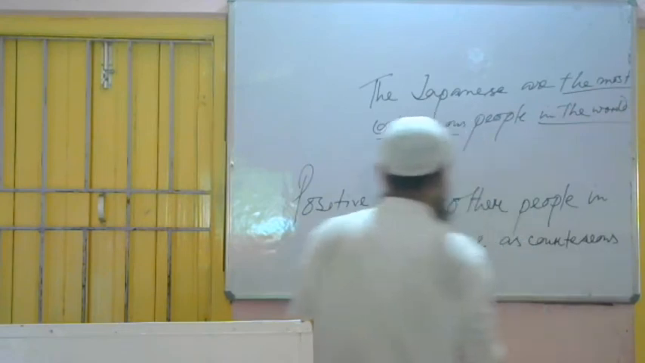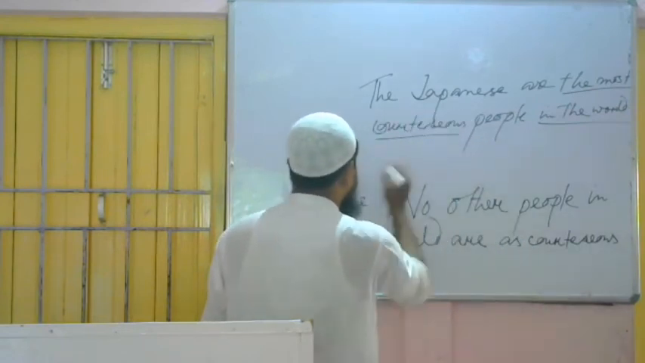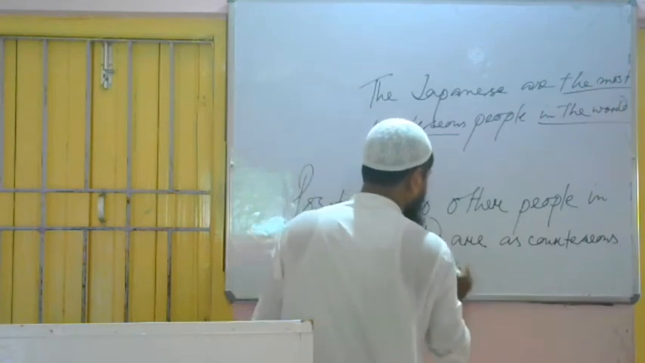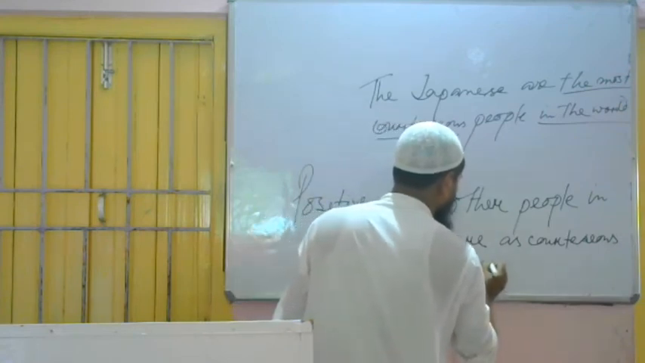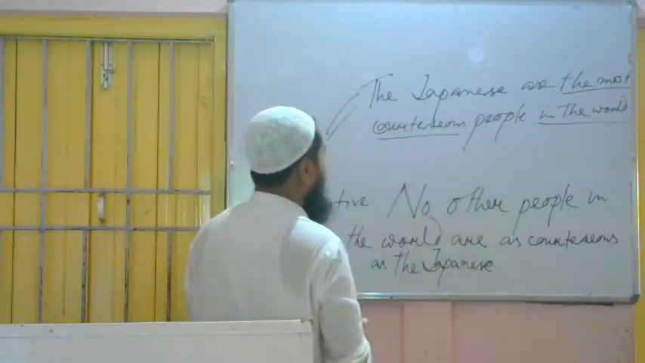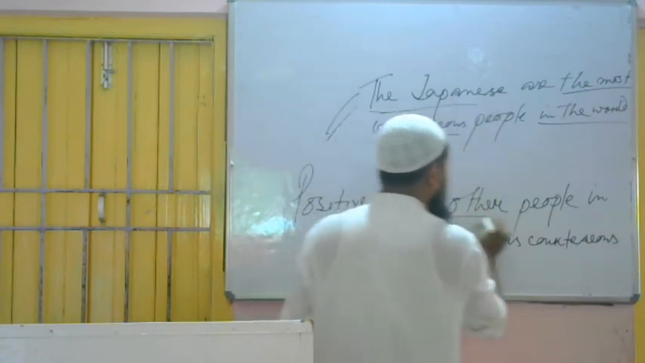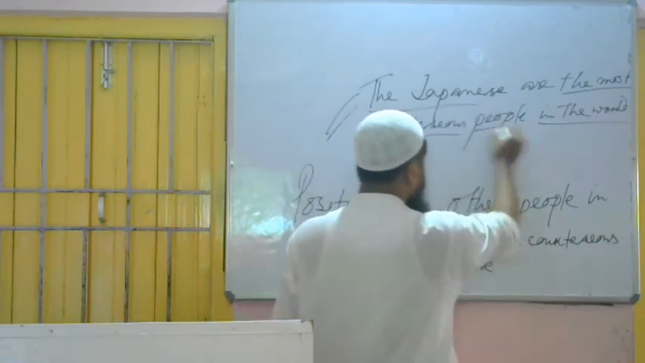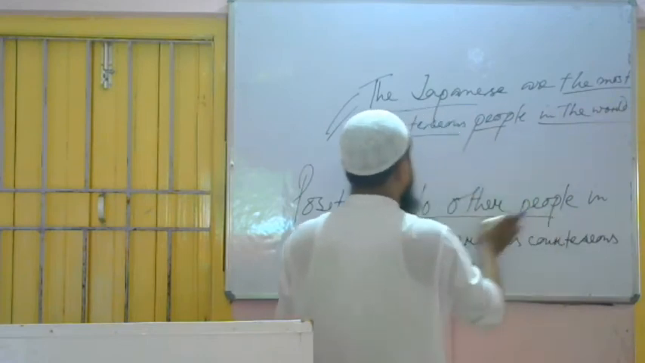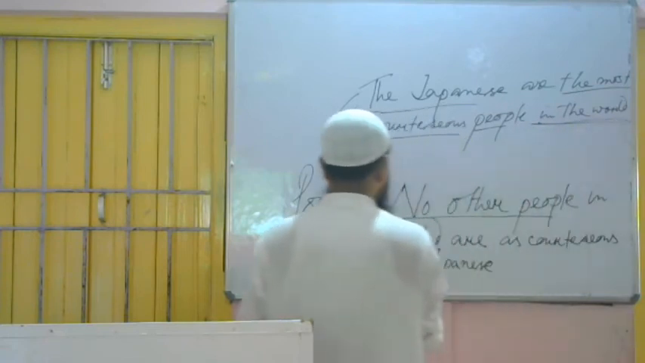T-E-S-E-O-U-S. No other people in the world are as courteous as the Japanese. So this has become the positive degree of this sentence. So from superlative, we are changing this one into positive. That's why we have used "no other" and "people". That's why it is people. If it was metal, then we would have used metal. So we used people. Where is it? In the world.